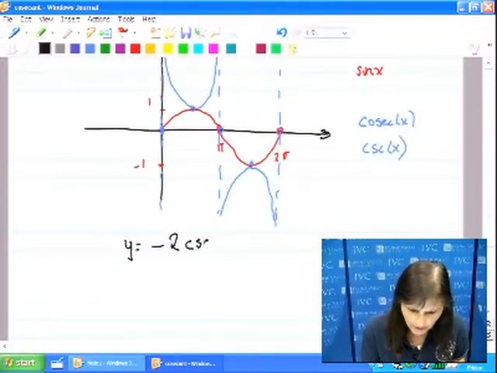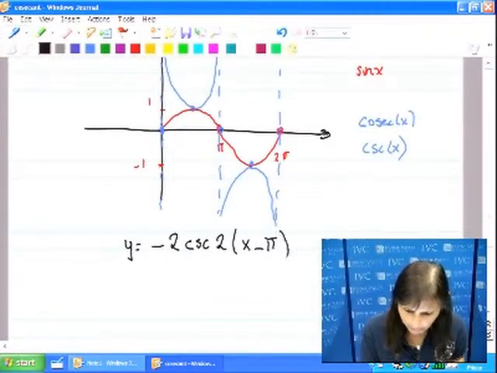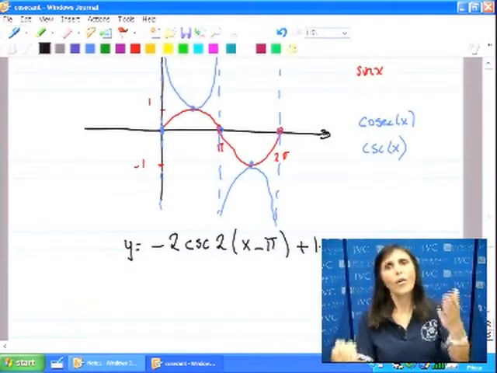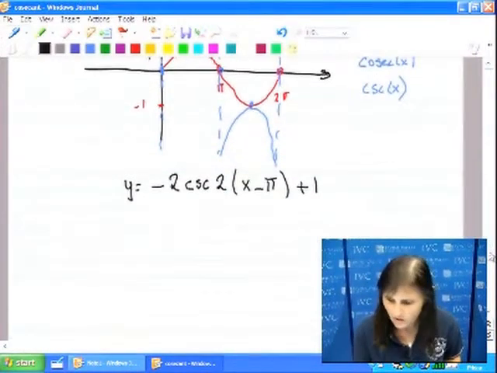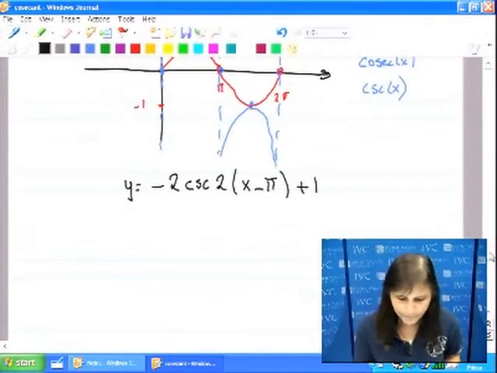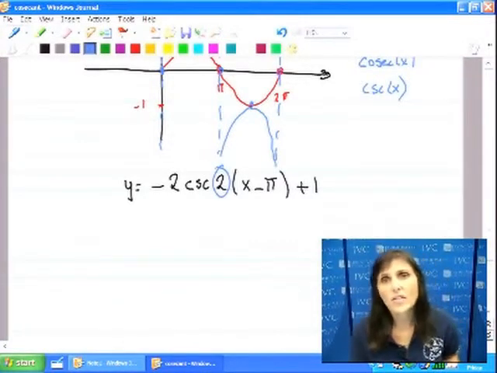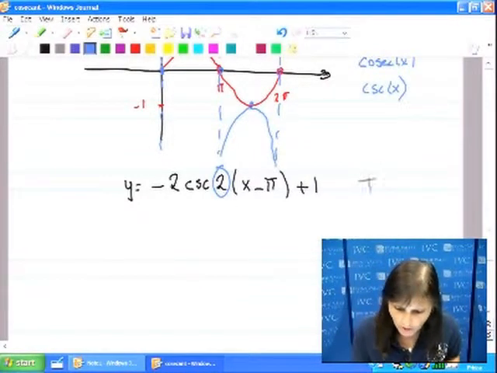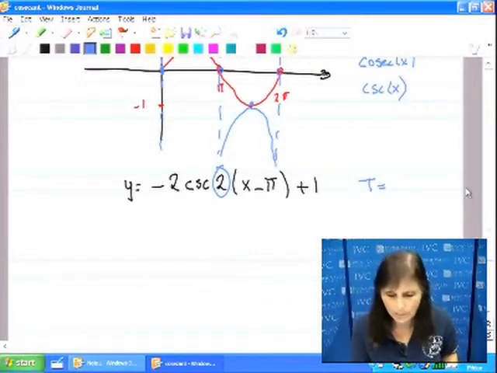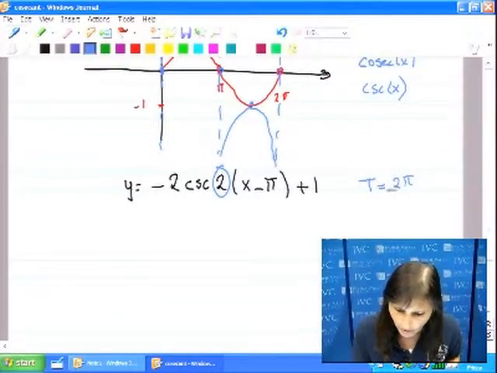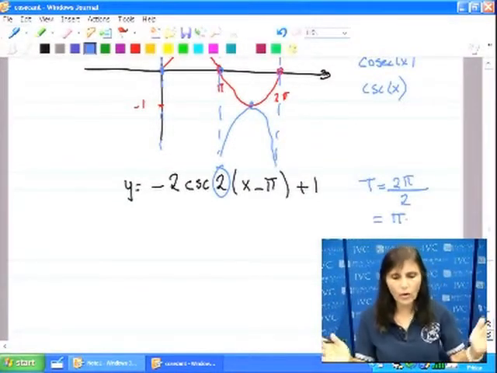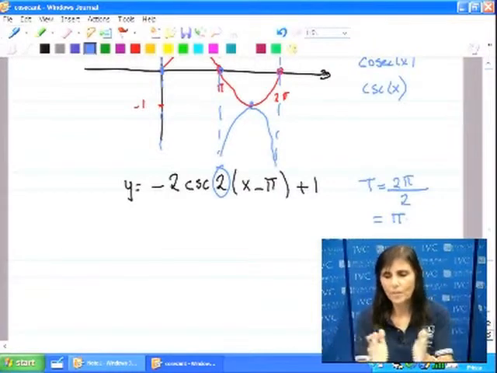Now, what happens when I try to draw -2 cosecant 2x minus pi plus 1? So I try to put in all these different shifts and translations. So always remember, let's start with this. The number in front of the parenthesis is going to change your period. Your period was just like your sine period. It used to be 2 pi. And what you need to do is divide that by that number. And so your cosecant is going to be squished.